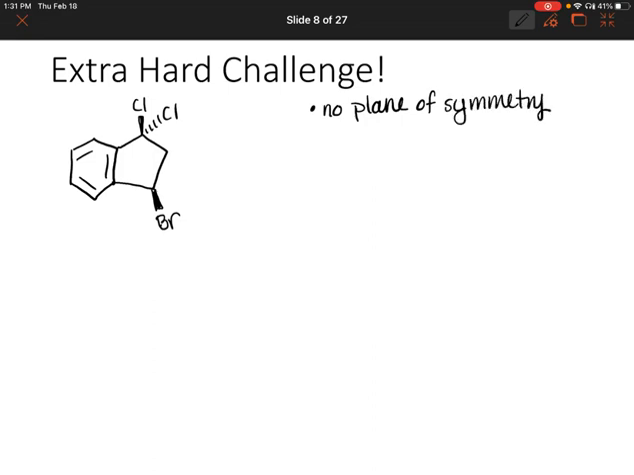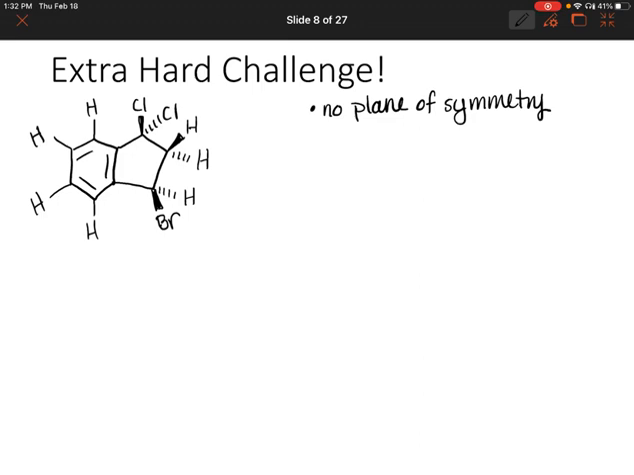Okay, now let's figure out where all of our hydrogens are. So we do have 4 hydrogens on the benzene ring. Then we have 2 on this carbon, and I'm going to show them as wedges and dashes. And then we have one kind of hiding behind the bromine there. Okay, and I think that's all the hydrogens we have.